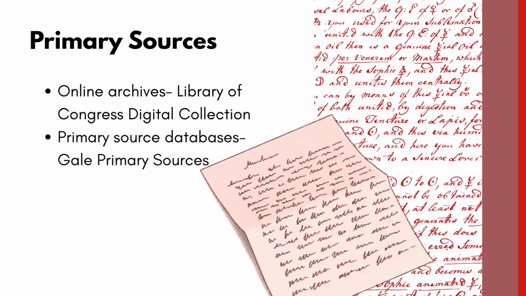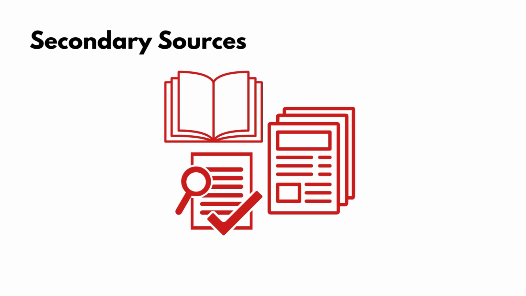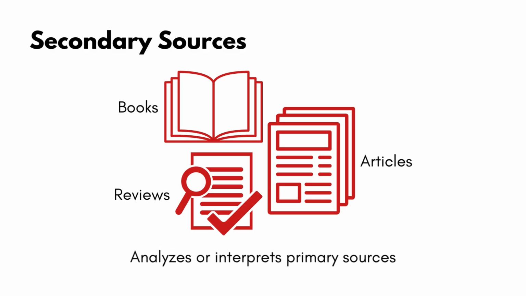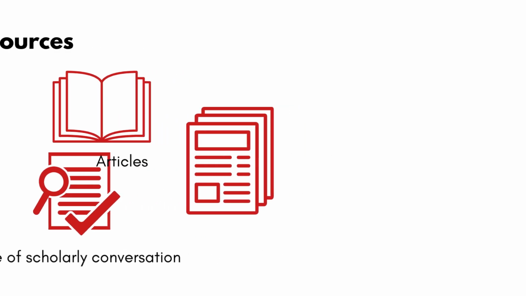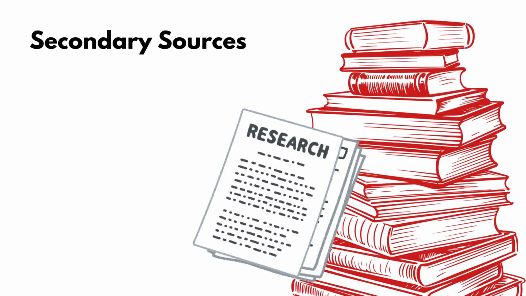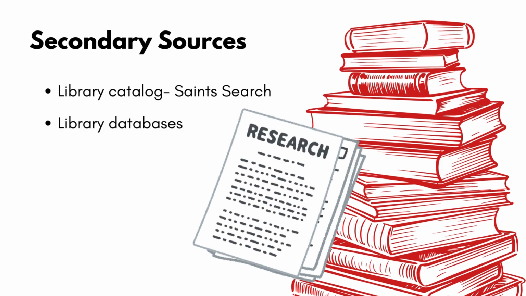Secondary sources make up the majority of the sources we tend to come across during research, including books, articles, and reviews, anything that analyzes or interprets primary sources. Secondary sources are typically used as evidence of the scholarly conversation surrounding a specific topic. These are the type of sources you would look for when writing something like a literature review. You can use things like the library's catalog, Saint Search, or the library databases to find books and articles written about your topic and find connections between the sources you discover.